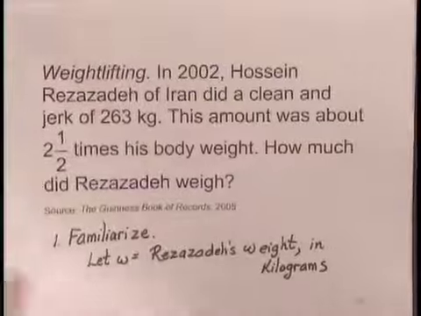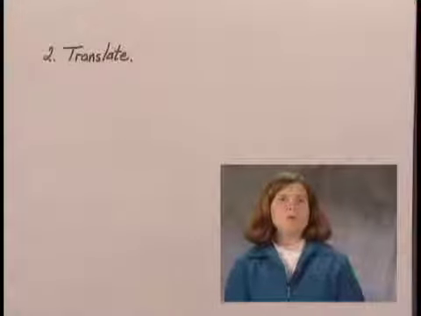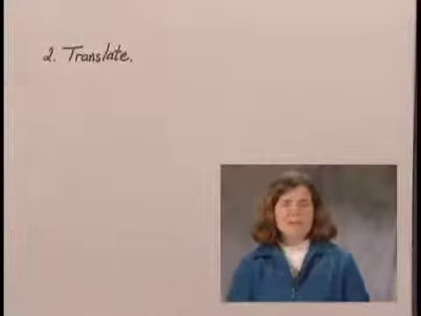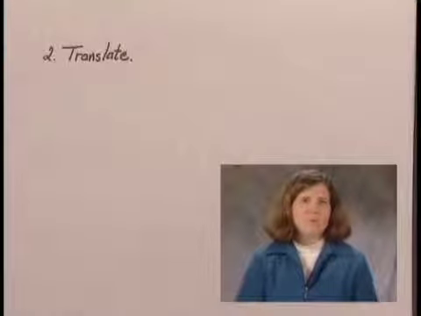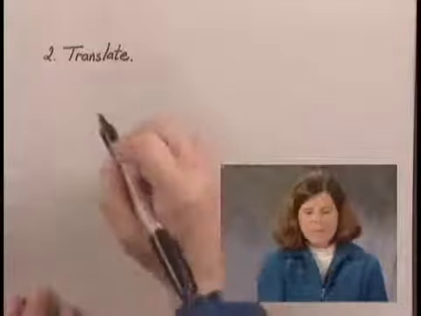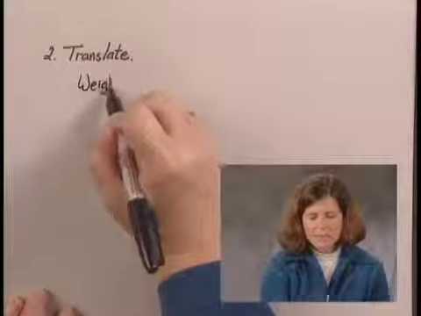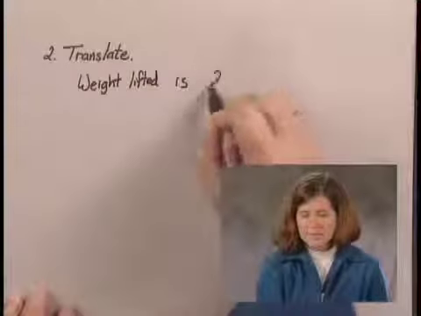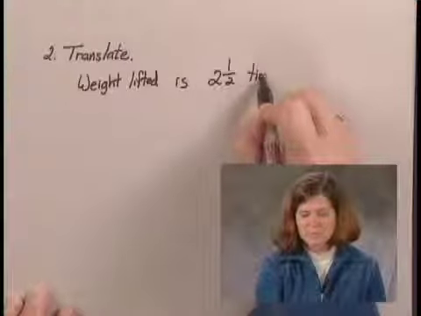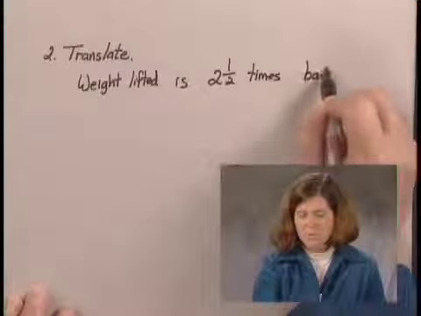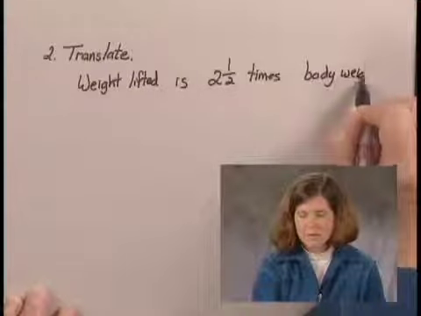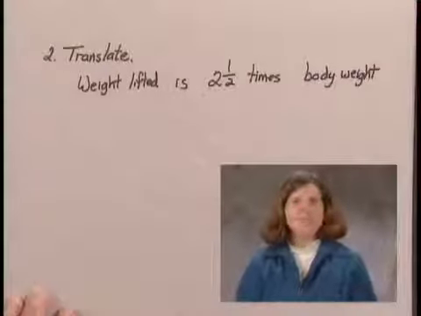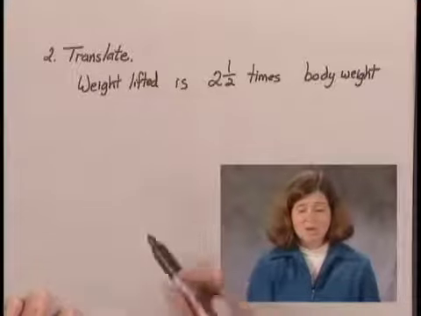Now we're ready for the second step of the process. We're going to translate our problem into mathematical language. First of all, we'll restate the problem using English. How are the numbers in the problem related? Well, the weight that's lifted is stated as being 2.5 times the body weight. When I've written it in English in this form, it translates directly to a mathematical sentence.